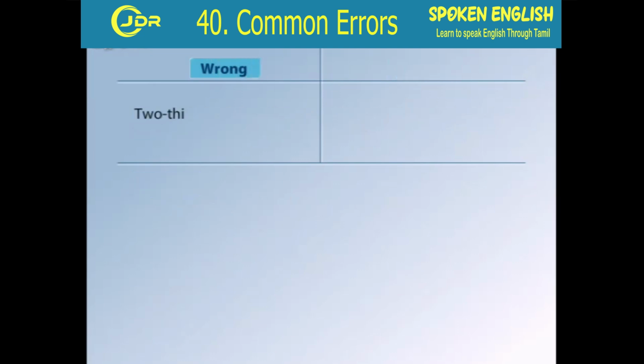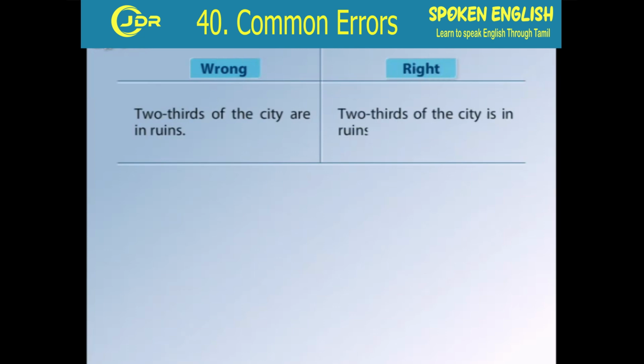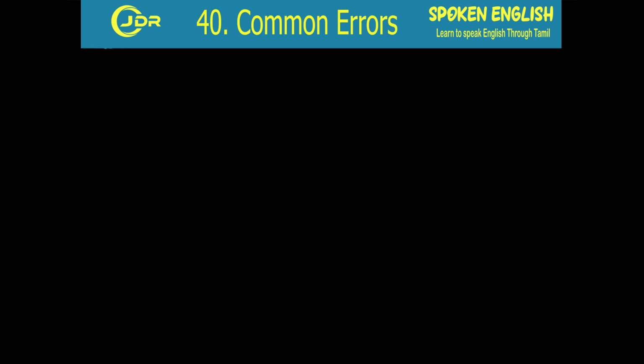Wrong. 2/3 of the city are in ruins. Right. 2/3 of the city is in ruins. Reason: fractions need singular verb.